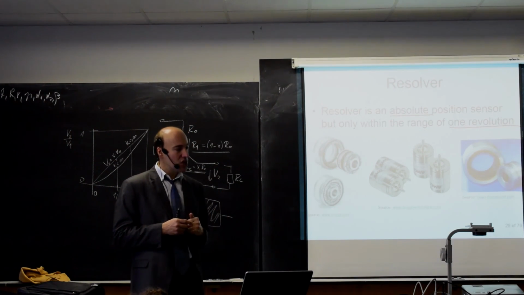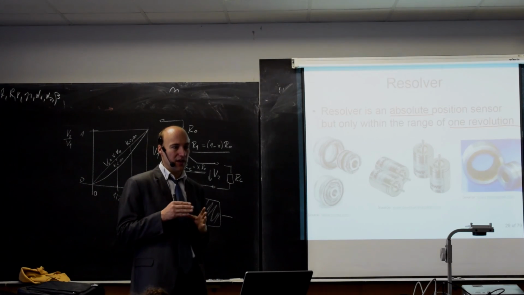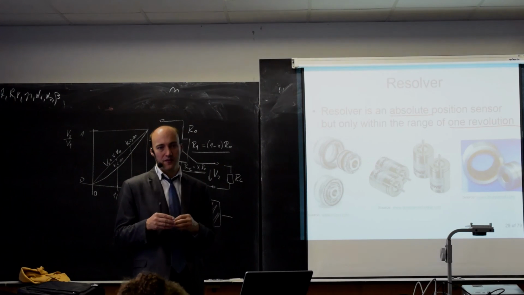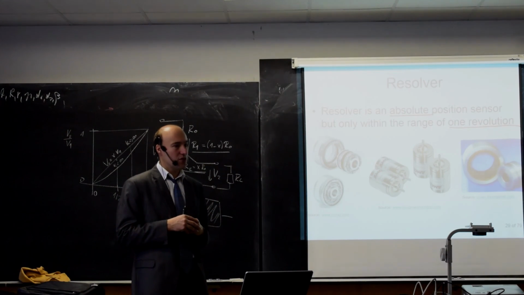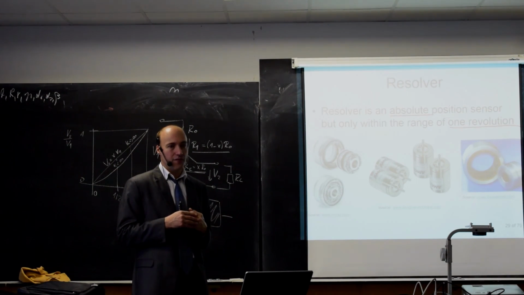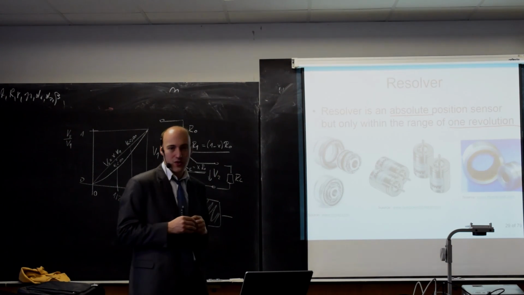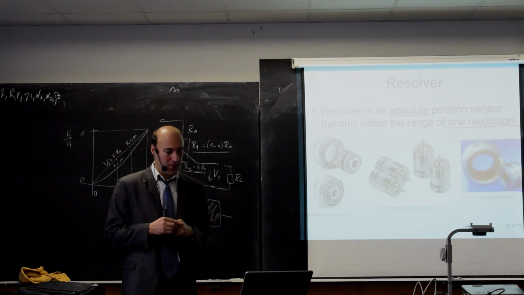The typical application of a resolver is electric machines. You want to control the position of a shaft accurately. You want a resolution of, let's say, 4,000 positions per one revolution. And this is where a resolver is used.